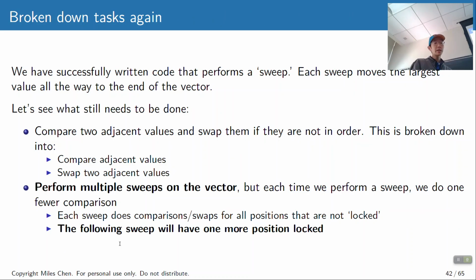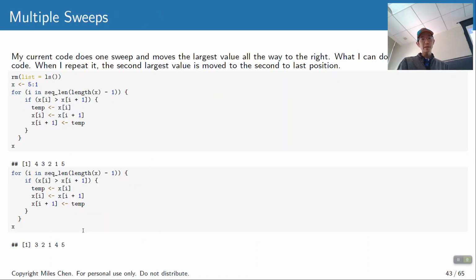Okay, so now the last thing I need to do to get this whole thing to work is I want to do this again and again so that every time I run it, one more position is locked. Here I've just run the same exact code, okay? And if I run this on 5, 4, 3, 2, 1, it pushes the 5 all the way to the right.